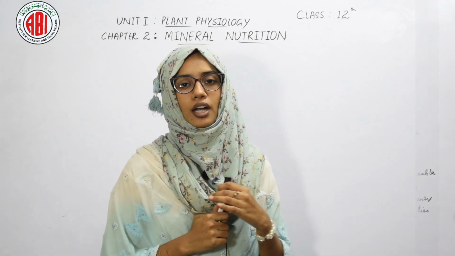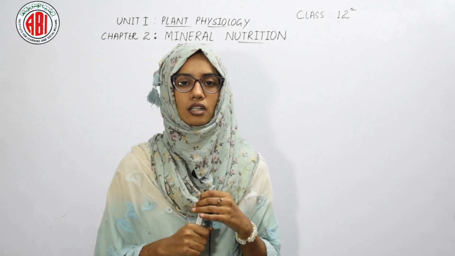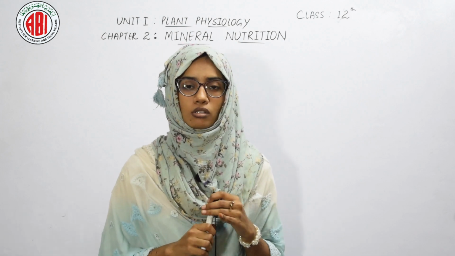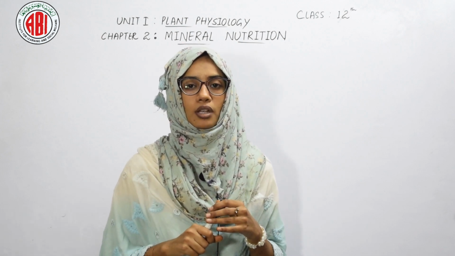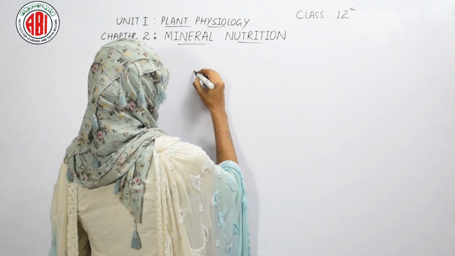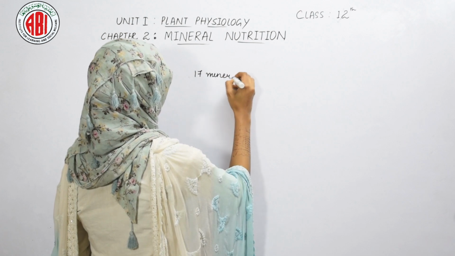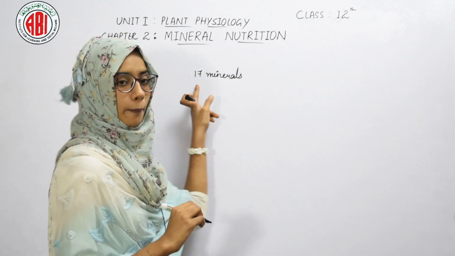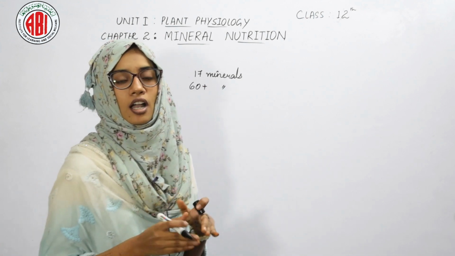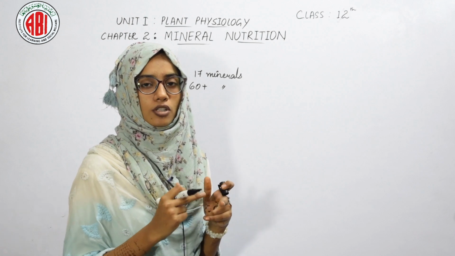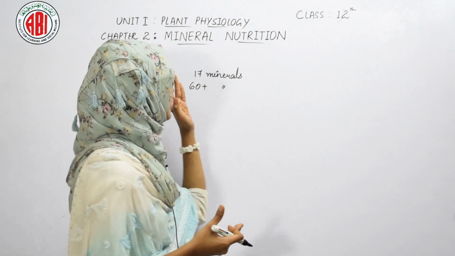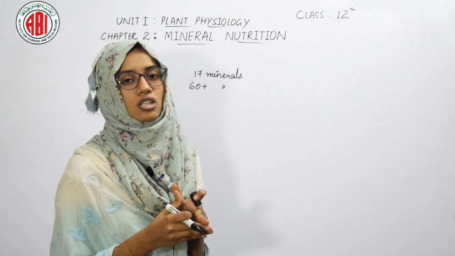We know that the soil contains water and minerals, and that water is absorbed through the root hairs, and the minerals present in the soil are also absorbed through the roots into the plant body. There are 17 minerals which are considered essential, but 60 plus minerals have been reported which are transported, or which go passively, into the plant body. How can we conclude that these 17 elements are essential in the plant body?